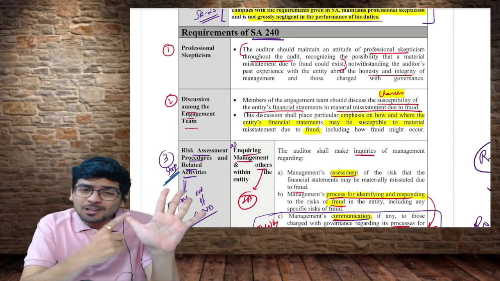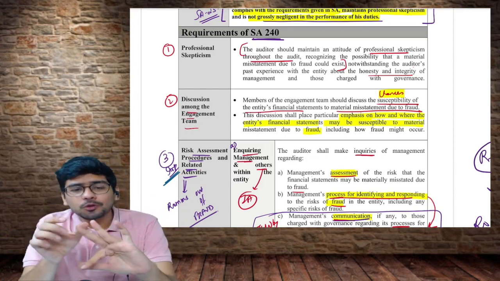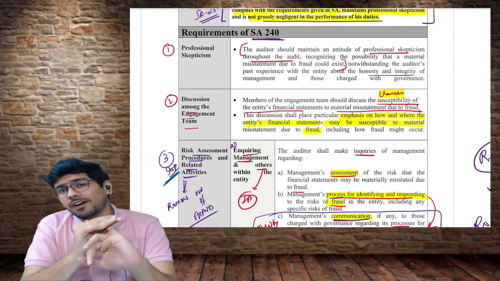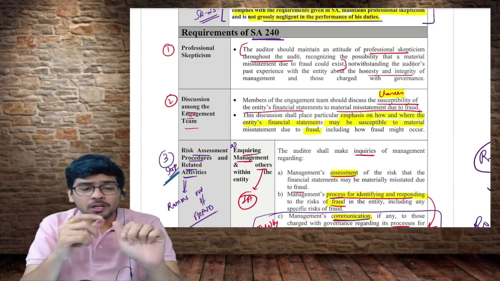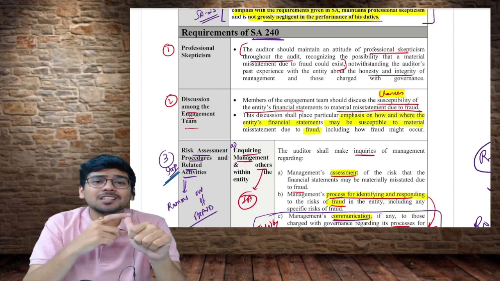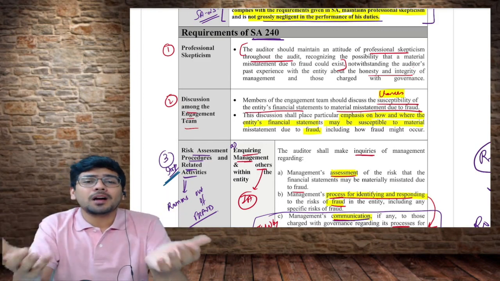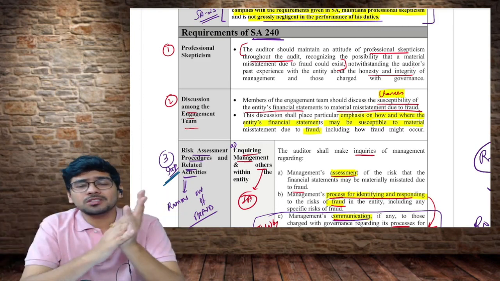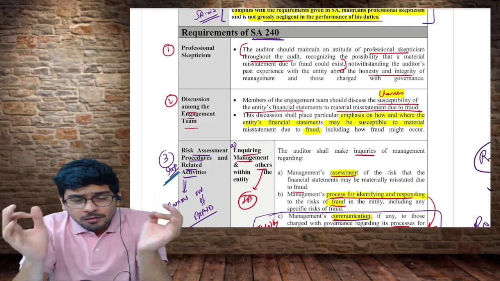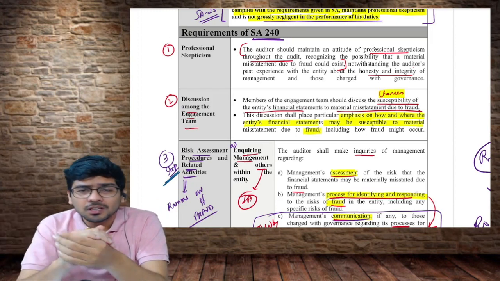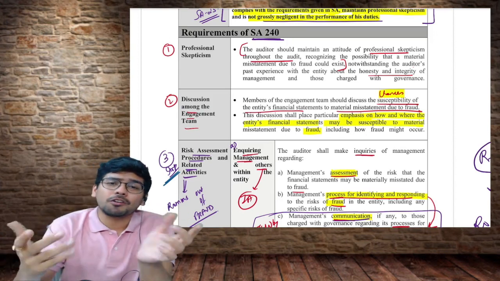So 5 points: inquiry with the management, inquiry with TCWG, analytical procedures, other information, and fraud risk factors. When I say inquiry with the management, 4 points with management, 1 point with the internal auditor. 4 points with management: with respect to assessment, their process of identification, how do they assess the fraud; we need to understand the process. 2 points with respect to communication: whether they have communicated to TCWG about their processes, and whether they have communicated to the employees regarding the code of conduct, the policy, the culture of honesty, etc.